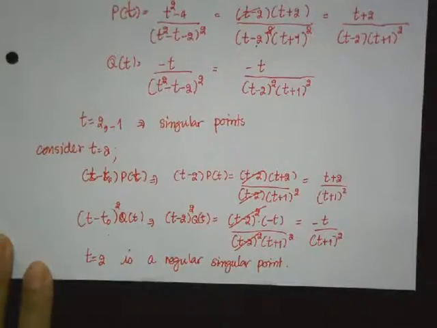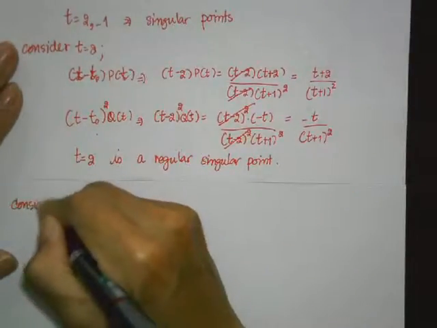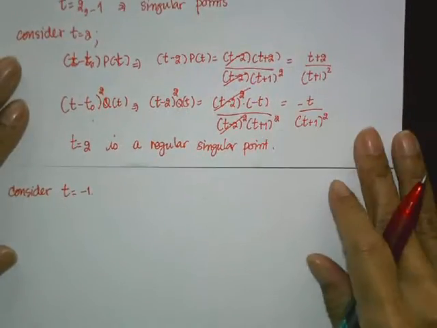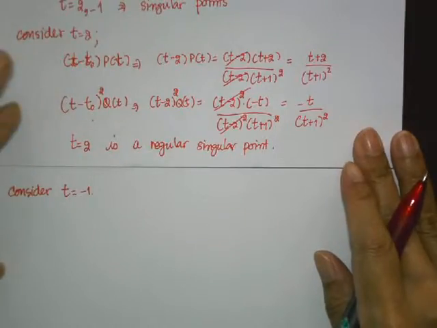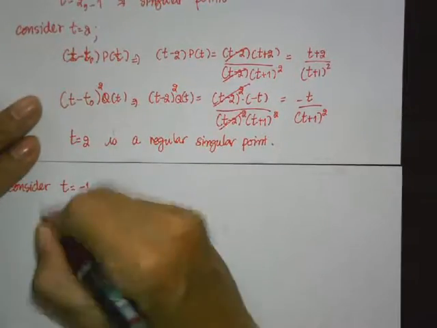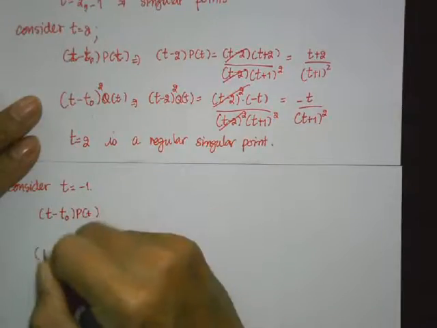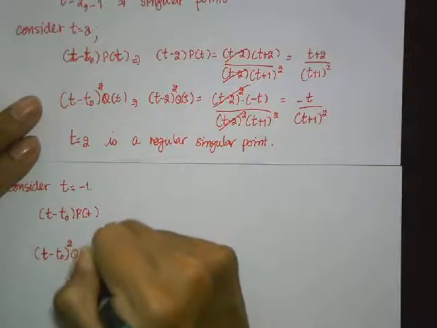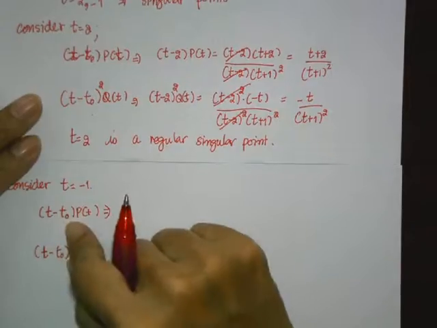Now consider t equal to minus 1. Just do the same. We have only two criteria that we can use to check. Now our t0 is equal to minus 1. I put the criteria first, and then we just plug the value into the criteria.